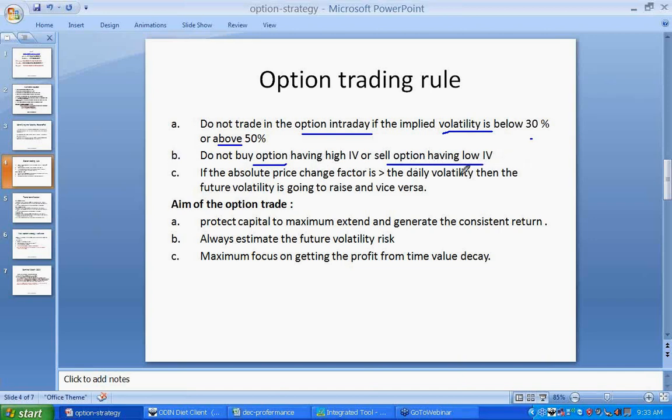So what is that lower implied volatility? Any option having less than 25% of IV, do not sell it. Do not buy any option which has above 50% of its IV.